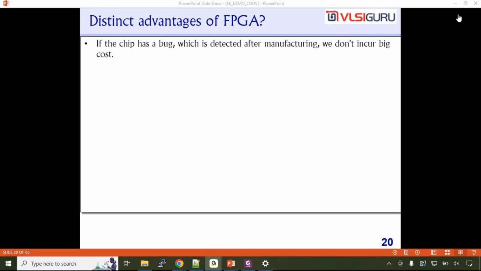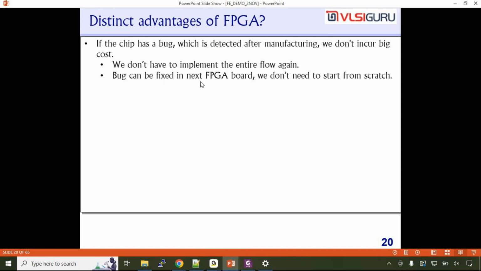We don't have to implement the entire flow again. Let's say the chip is there, if there is a bug, you don't have to implement the entire flow because the board is already available to you. You just have to fix your RTL code, Verilog code, and put the new one onto the same board. Bug can be fixed in the next FPGA board. We don't need to start from scratch. In ASIC, if there is a bug, we need to do the entire flow again.